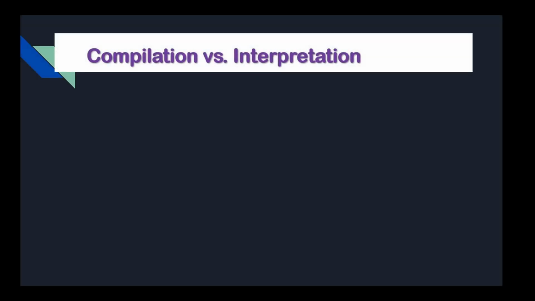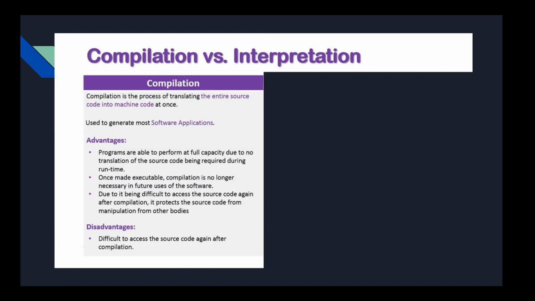Okay, so let's have a quick look at the results there. Compilation versus interpretation. Compilation, entire source code into machine code used to generate most software applications. So if you download a program and run a program as a .exe on a PC or a .dmg on a Mac, these are compiled. Advantages are the program is fully operational and no translation of source code is required. Once made executable, the compilation is no longer necessary for future use of the software.